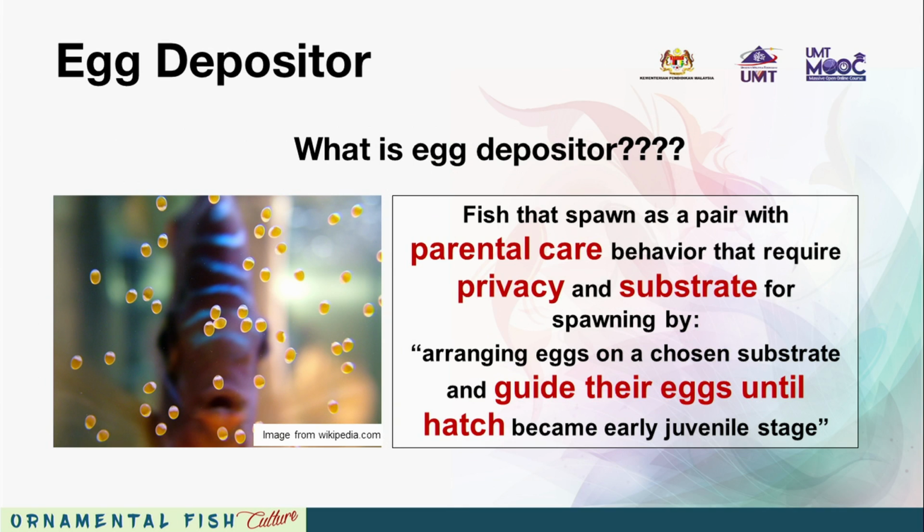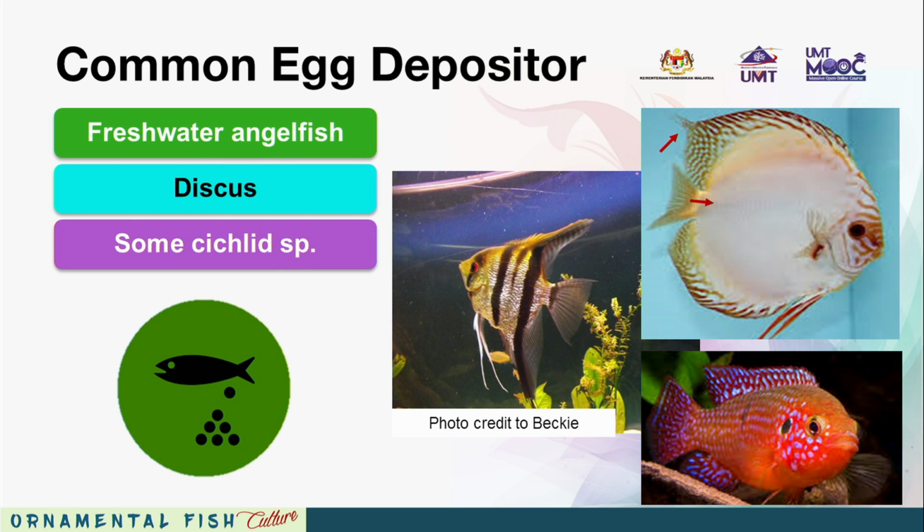The next example group is the egg depositor. What is an egg depositor? An egg depositor is a fish that spawns as a pair with parental care behavior that requires privacy and also a spawning structure. These fish will arrange their eggs on a chosen substrate and guard their eggs until they hatch or become the early juvenile stage. The common groups of egg depositors are freshwater angelfish, discus, and some of the cichlid members.